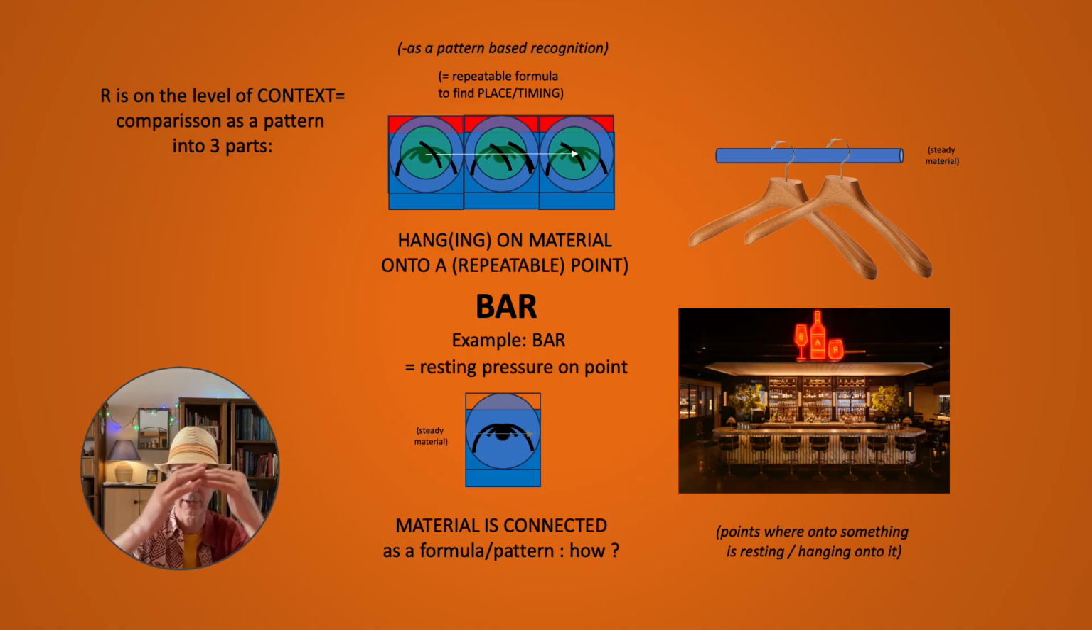You have also this, it hangs upon that one. You can choose these points. These points are like a formula, they're always the same and always at the same place. The bar, the same thing.